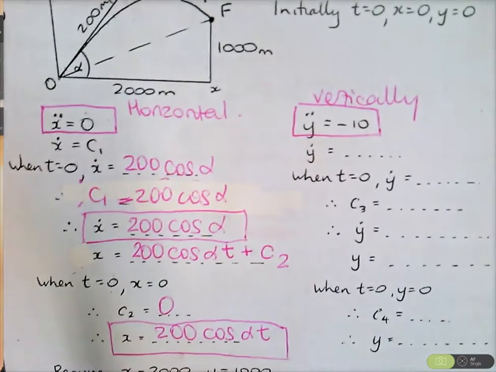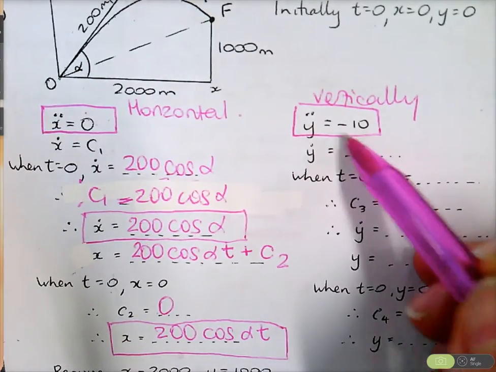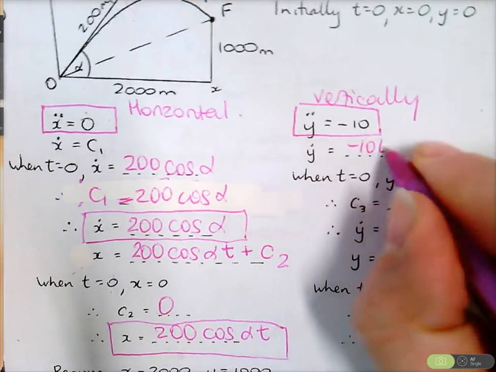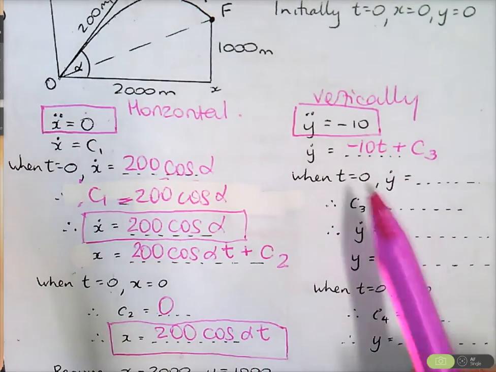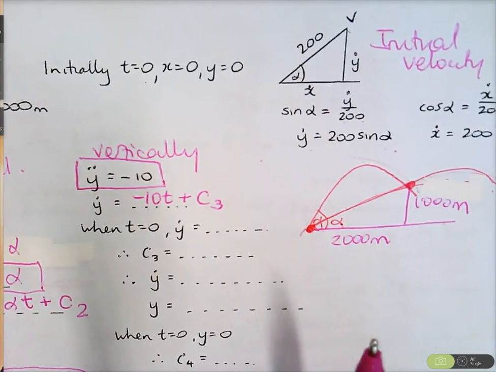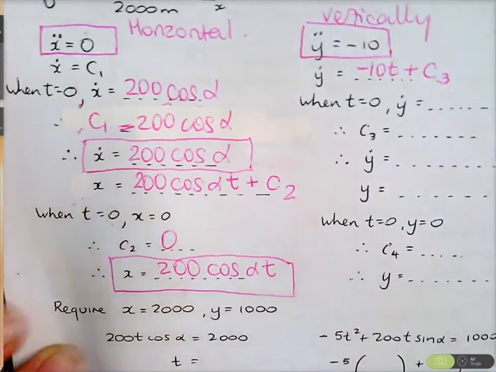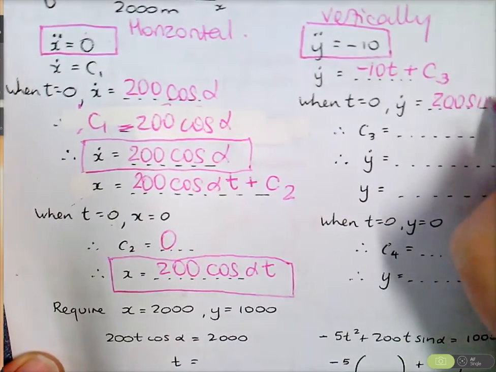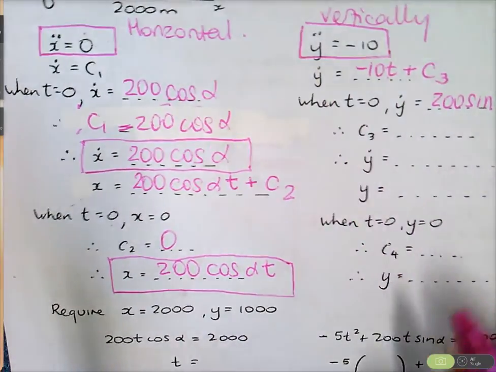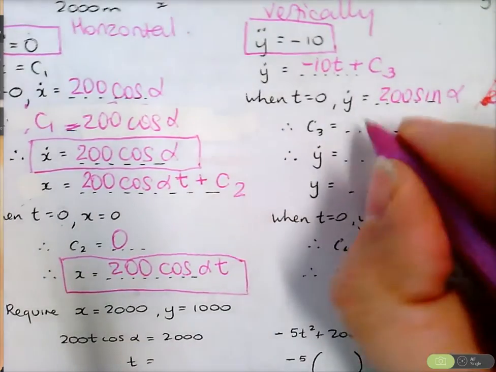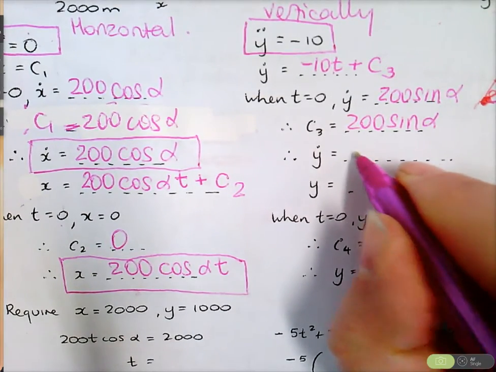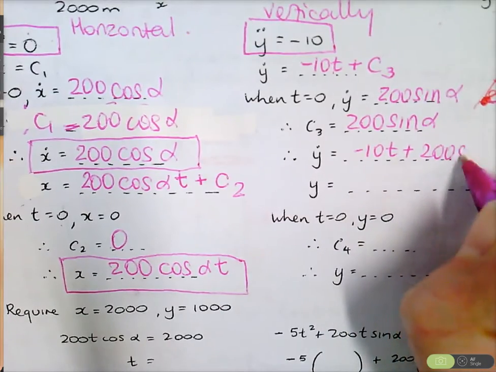Now we do the same thing vertically. Vertically, acceleration due to gravity is -10 because it acts downwards. Y dot is -10 t plus c3. Now, when t is 0, looking over at your velocity triangle, y dot is 200 sine alpha. If you put t is 0 there and y dot is 200 sine alpha, what does c3 equal? 200 sine alpha. So therefore y dot is -10t plus 200 sine alpha.